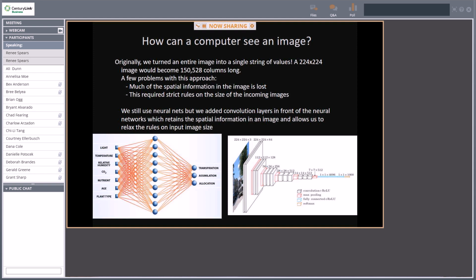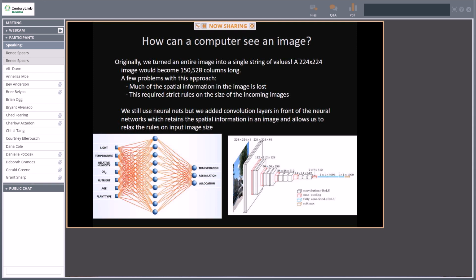So if we think of an image that's 224 pixels squared, and it has an R, G, and B channel, there's a lot of different values in there. What we would do historically is we would flatten that image into a single row of values, and this row ends up being about 150,000 values long. There's a number of problems with this. First, that's a lot of information for a computer to look at and take in and deal with. But more importantly, when you flatten an image like that, you're stripping away any of the spatial information associated with that image.